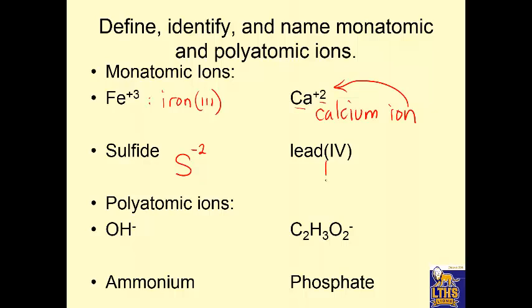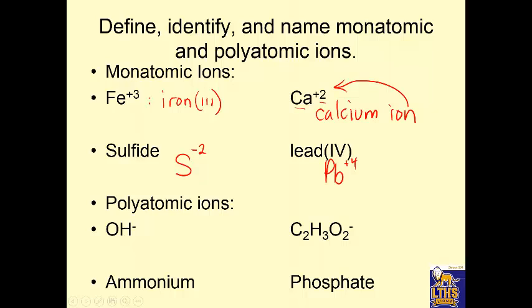Okay, lead 4 means I have the symbol for lead. This IV means it's a +4 charge. These are all called monatomic ions because it's 1 atom with a charge. Some need Roman numerals. Some are non-metals with a negative charge. All of the metals are positive cations.